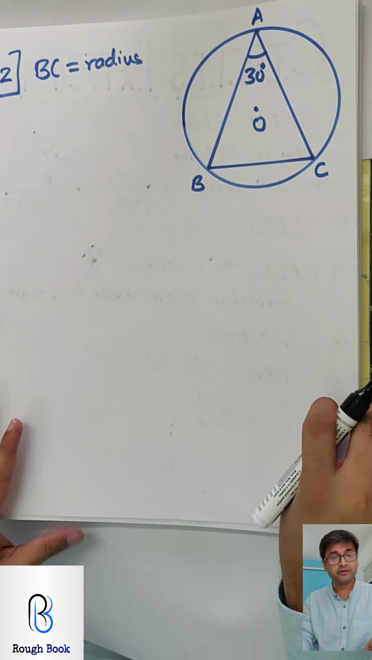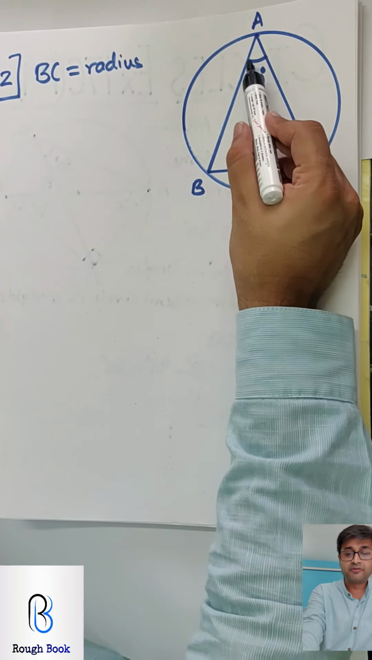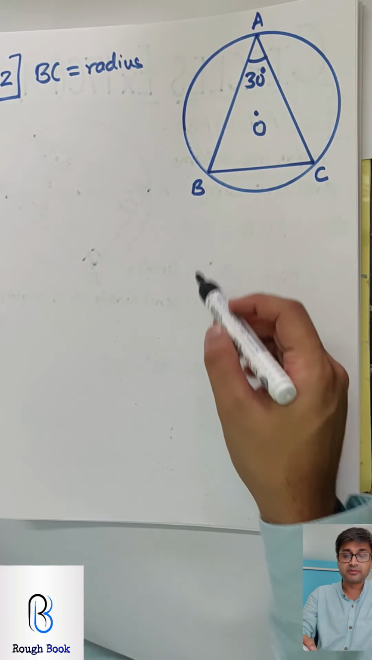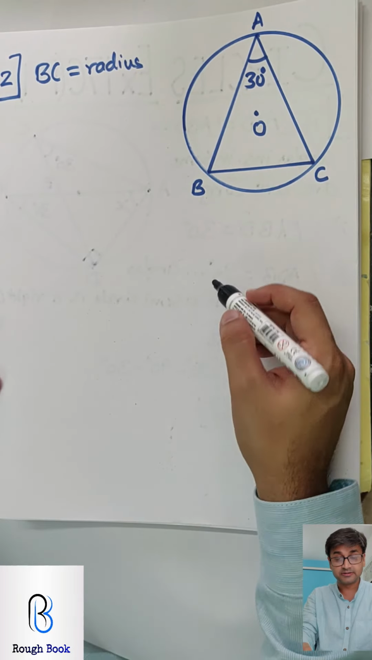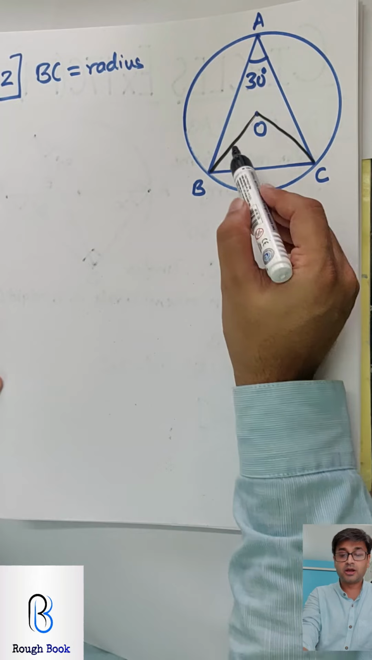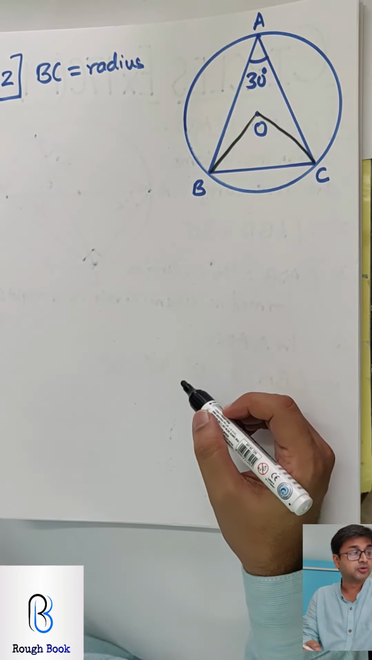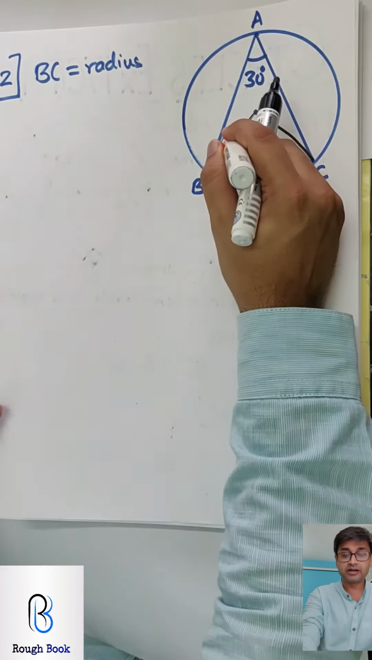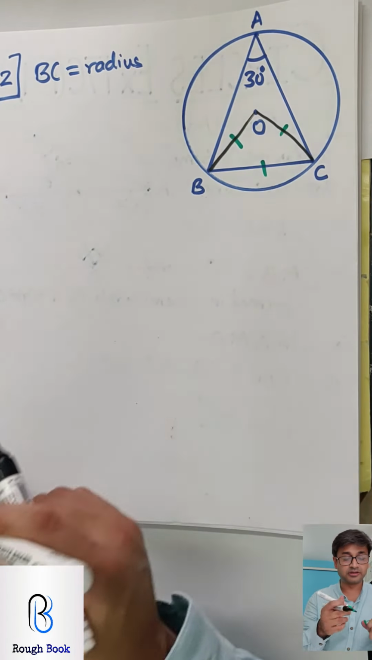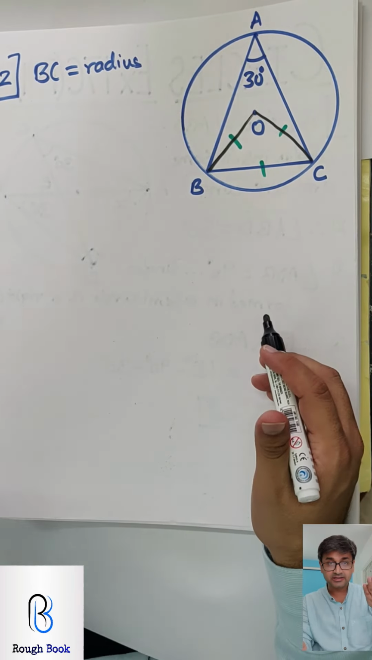The diagram is already given to you. It's also a simple question but asked in a different way. They've given you this is 30 degree and O is the center. Prove that BC is equal to the radius. So the clue, join OB and OC. Now if BC is the radius, that means BC is equal to OB equals to OC. So your target is to prove that this equals to this equals to this. So if all three are equal, it's an equilateral triangle, so each angle is 60.